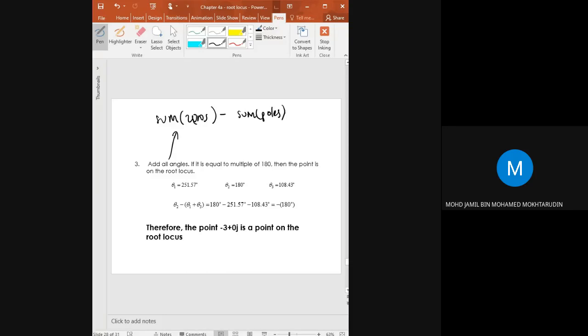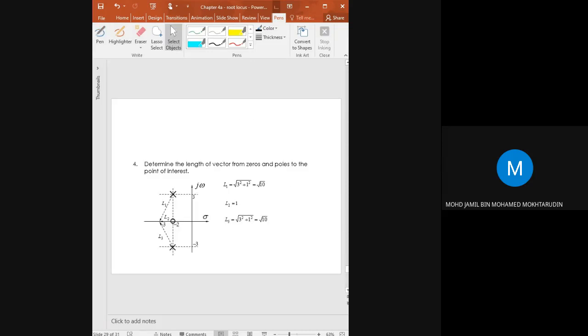Okay, so bila dah determine point tu dekat root locus, then we can determine the magnitude at that point. So to determine the magnitude, first you need to determine the length of vectors from zeros and poles to the point of interest. Okay, cari length dia je. So for example, length L2 here from minus 2 to minus 3. So length dia 1. The length is 1.